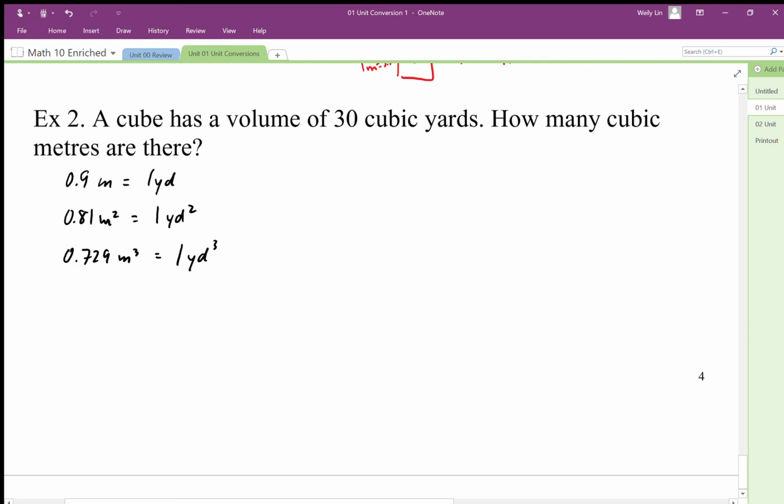Okay, so I'm just increasing the dimensions. This is 1 dimension, squared is 2 dimensions, cubed is 3 dimensions. And then I can use this for my conversion. So I have 30 cubic yards times 0.729 meters cubed for 1 yard cubed. Again, make sure that the units match up, and then I can multiply that through. So 30 times 0.729 is equal to 21.87 meters cubed.